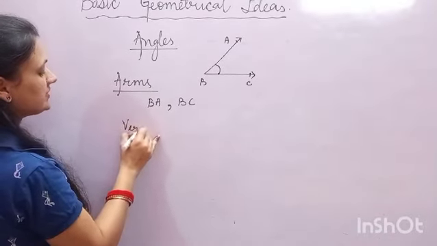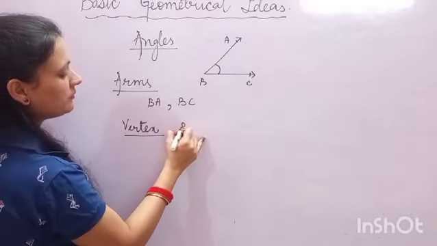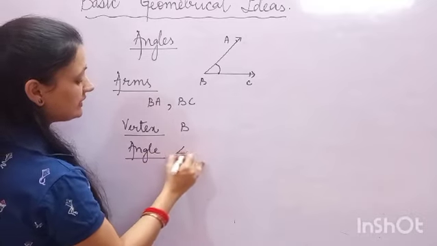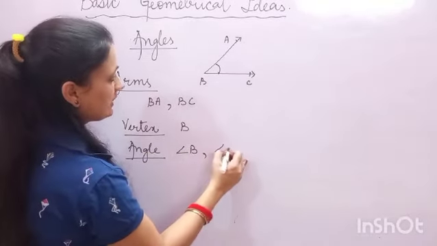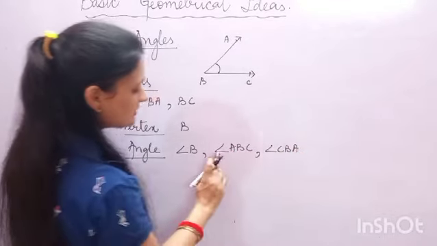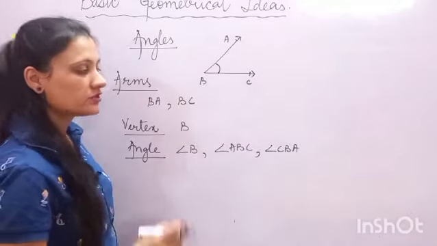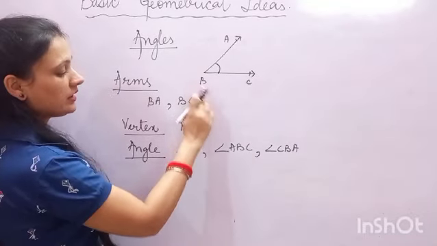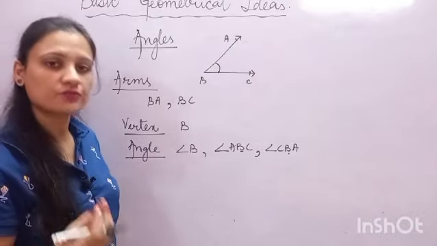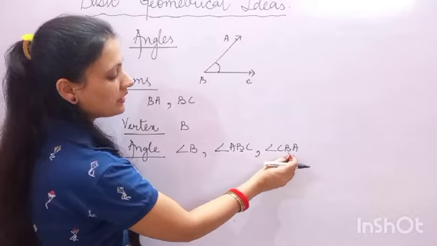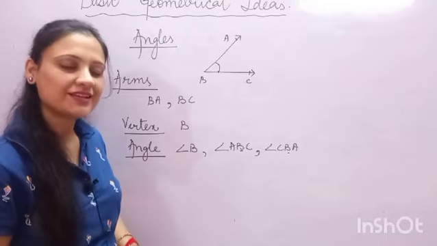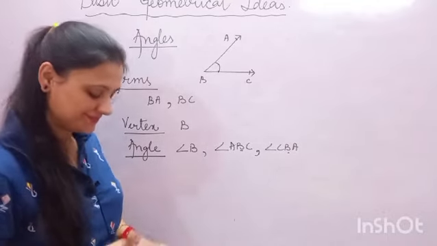And what is the vertex here? Vertex is B. Let's name the angle. We call it either angle B, or angle ABC, or angle CBA. This is the symbol for angle. Okay, so we are talking about this angle B, and you can see every time it is written in the center. That vertex where the angle is formed should be in the center. Is this clear? So these are the three ways to write down the angles. Understood, everyone? Let's move ahead.